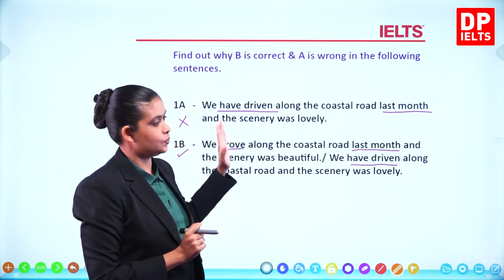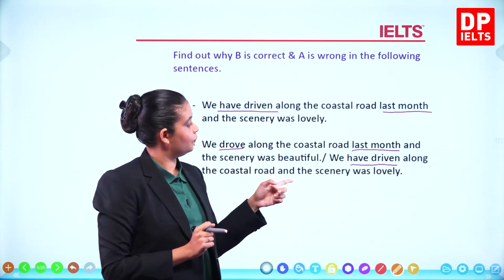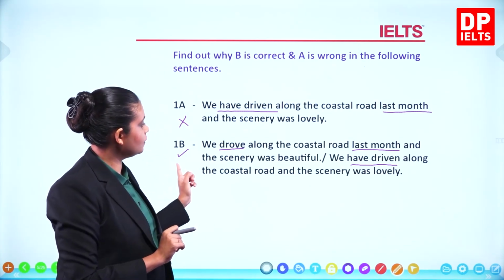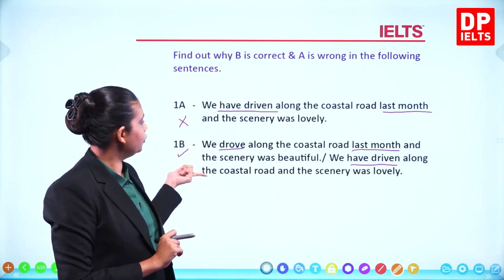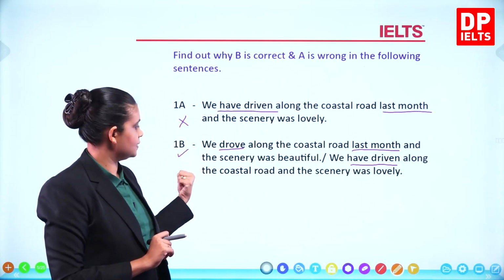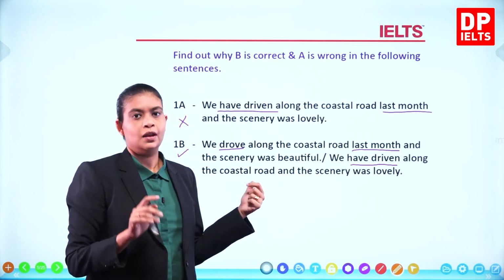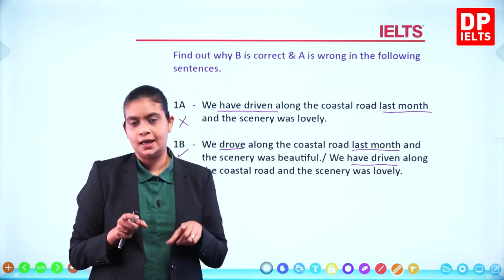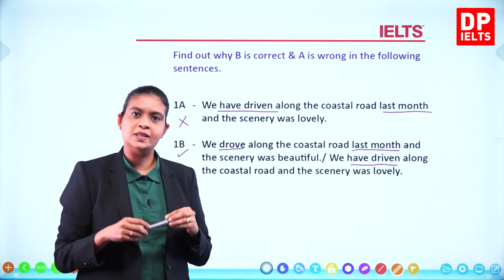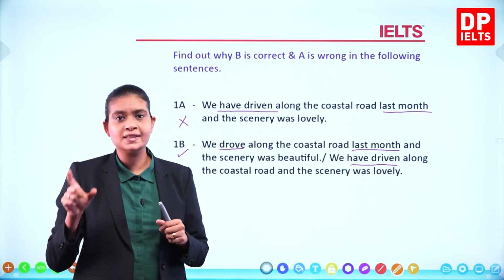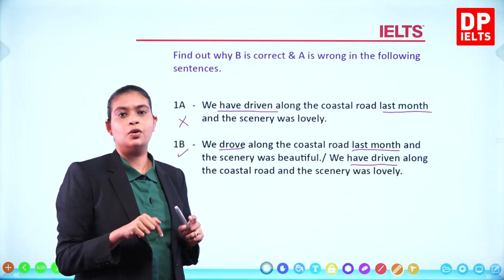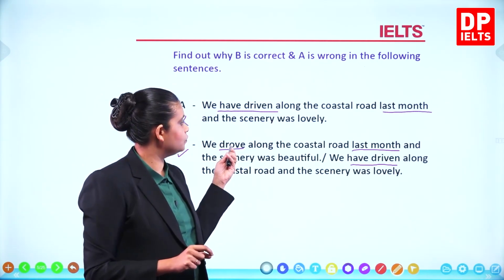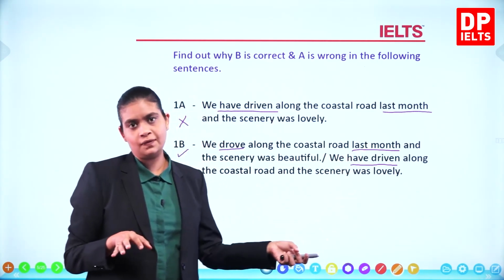Now, why is the first one wrong and why are these two sentences under 1B correct? Now, let's have a look at the first one, right? We drove along the coastal road last month and the scenery was beautiful. Now, when we use last month, it means that we know the exact time frame. So, if we know the specific timeline, we know when this happened, then it belongs as a simple past tense sentence. That is why we have drove, because we have used last month.